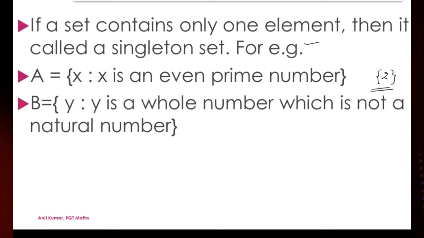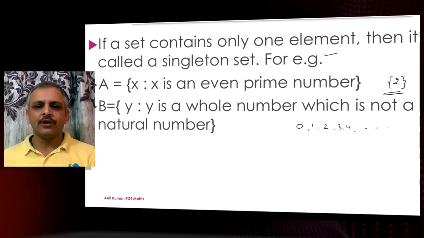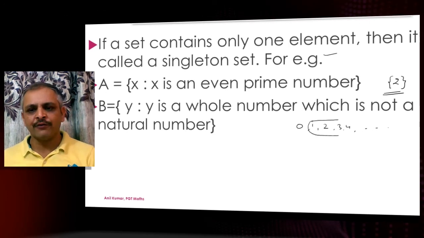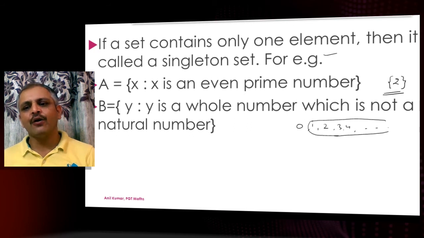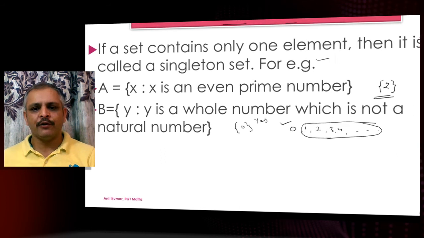Y is a whole number which is not a natural number. As you know, whole numbers start from 0, 1, 2, 3, and so on. But natural numbers start from 1. So if we exclude all these numbers, what number will we have? 0. So only one element here, 0. Yes, it's an example of a singleton set.